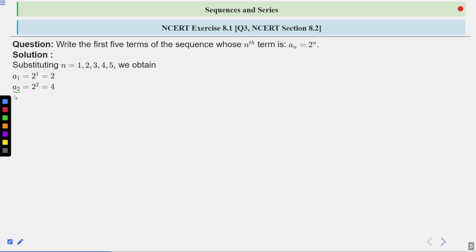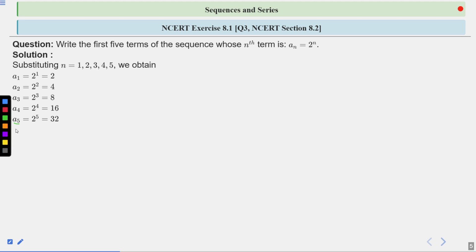For the second term a2, we are going to have 2 squared. So the second term is 4. The third term is 2 cubed, which is 8. 2 times 2 times 2, which is 8. So the third term is 8. A4, 2 raised to power 4, meaning 16. 4 times 4, 16. So the fourth term is 16.